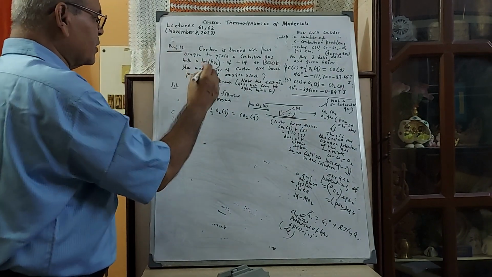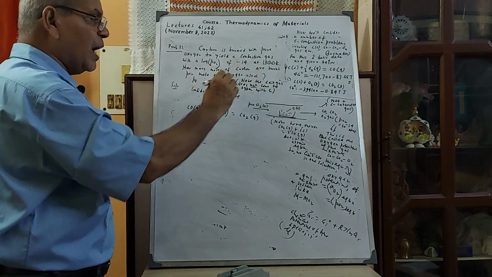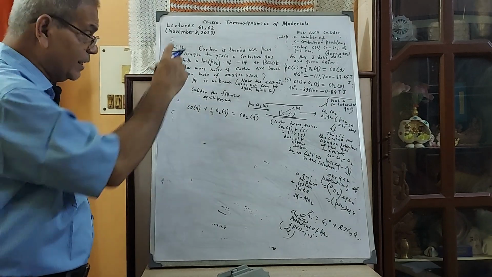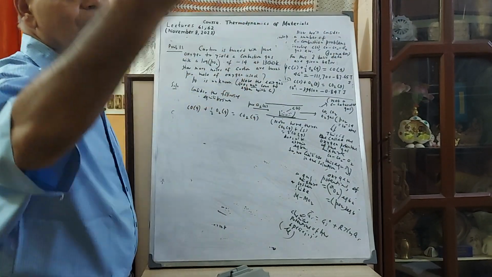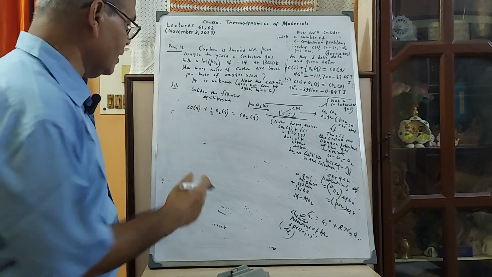So again, but this question is a little tricky. How many moles of carbon are burned per mole of oxygen? You see, the question pattern has changed. Previously, the question was what is the partial pressure of CO, PO2? Three unknowns, three equations; two unknowns, two equations.